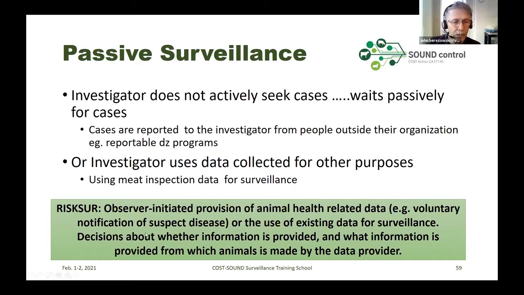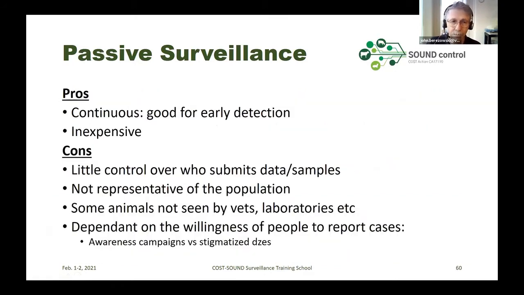In this case, decisions about whether information is provided and what information is provided from which animals are made by the data provider, because a data provider can also decide whether they give you some of the information or all of the information. The pros are that it's continuous, so it's good for early detection. It's inexpensive, but because we have little control over who submits the data, it's never representative of the population.